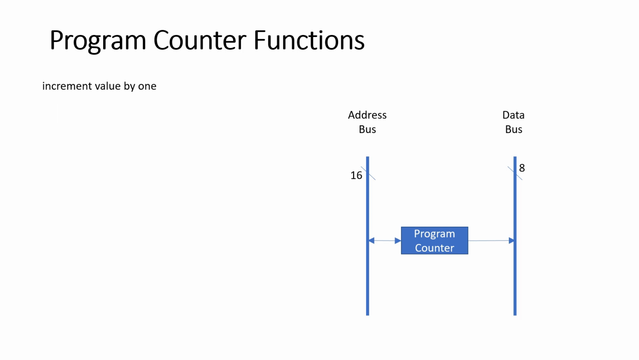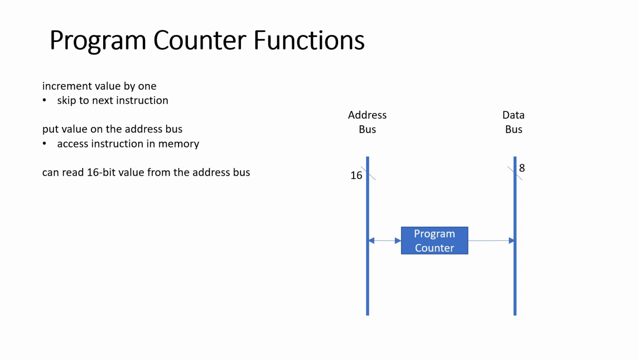The first function of the program counter is to be able to increment its internal 16-bit value by 1, which is always done when the program skips to the next instruction or the data byte for an instruction. And for that, the program counter puts its internal value on the address bus so that the next instruction or the data byte is accessible in the memory.